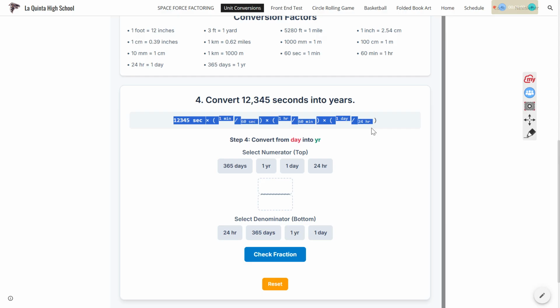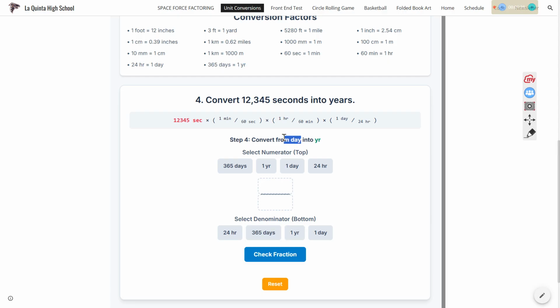This is kind of a lot of writing, and this is kind of what happens when you take chemistry. You'll end up writing these type of expressions all the time. Now we have to go from days into years. Well, we know that there's 365 days in a year, so what goes on bottom, 1 year or 365 days?